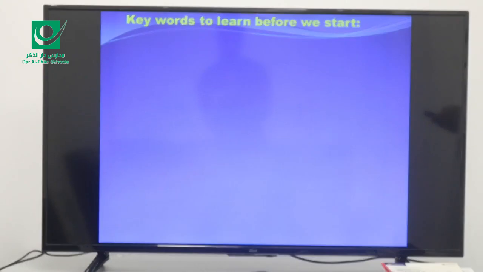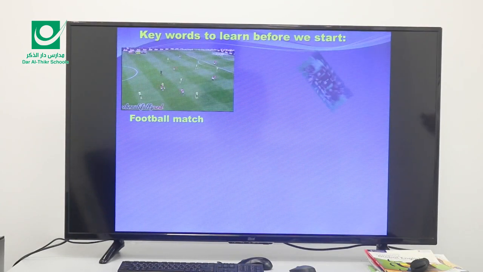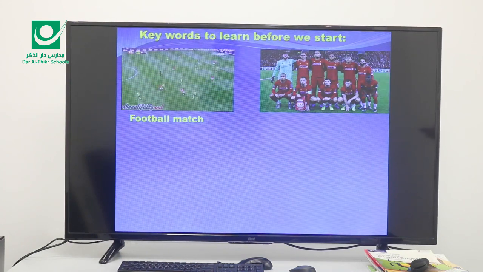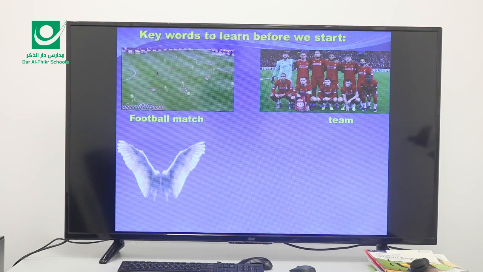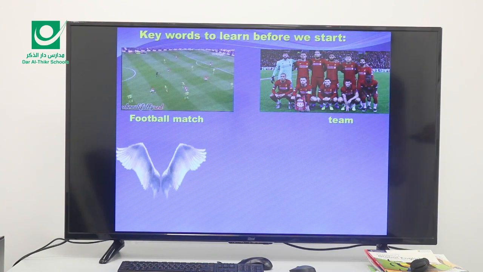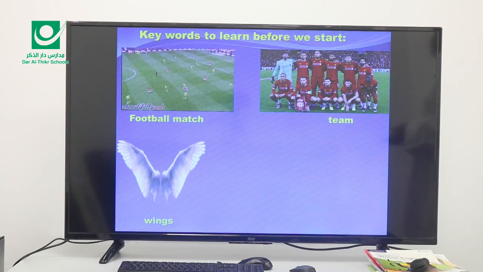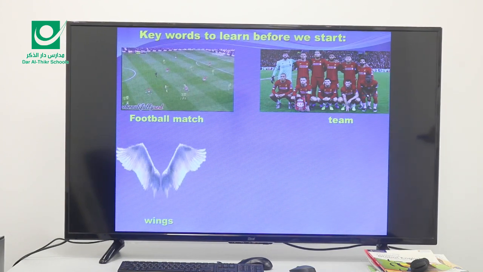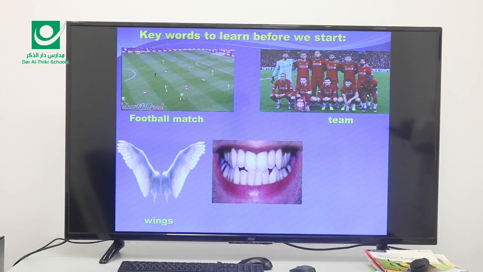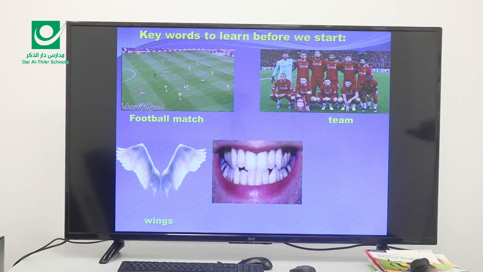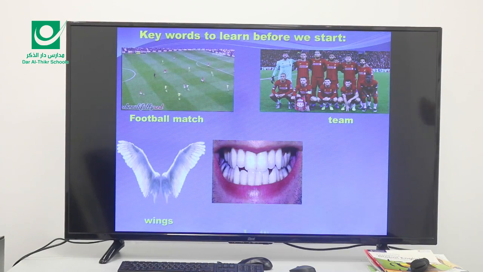We need to know some keywords to learn before we start. If you look at this picture, I think you can tell me this is a football match. Yes, this is a football match. Okay, look at this picture. This picture we say it's for a team. Okay, football team. This one, this picture for the birds, we say wings. Okay, wings. This one is easy. So please tell me, what is this picture? Teeth.